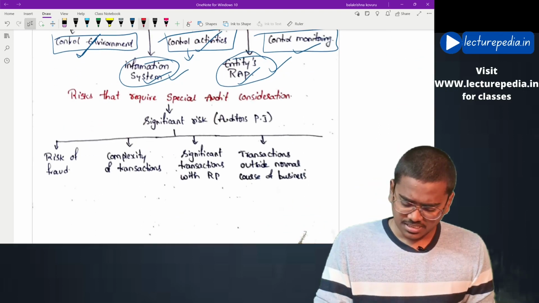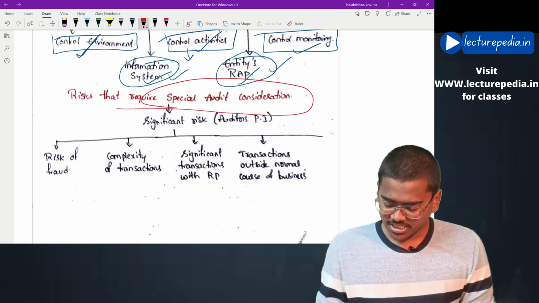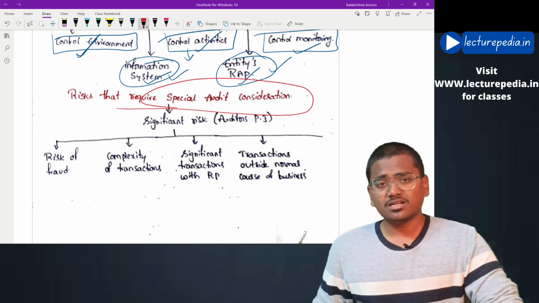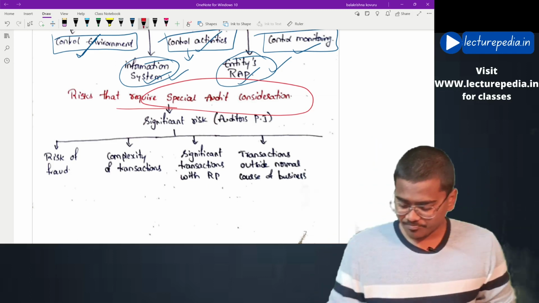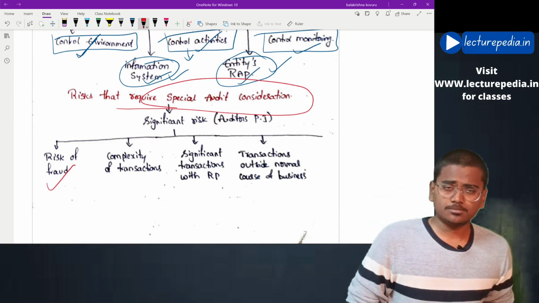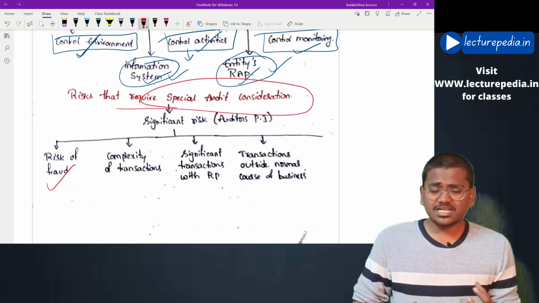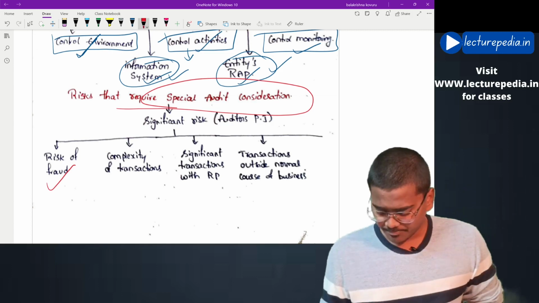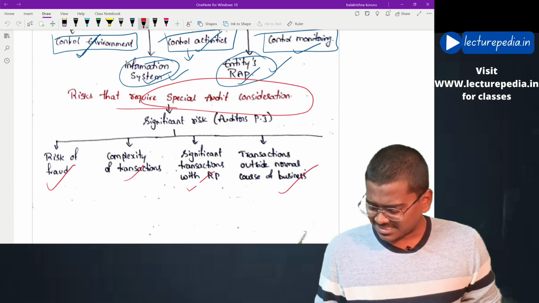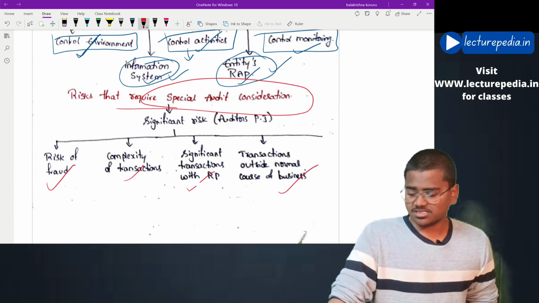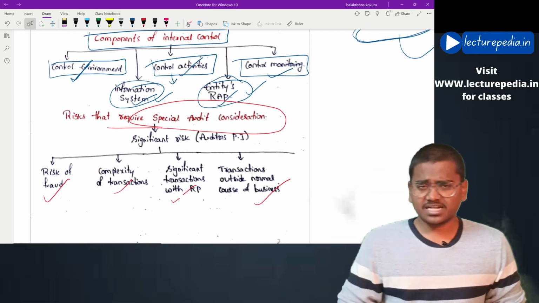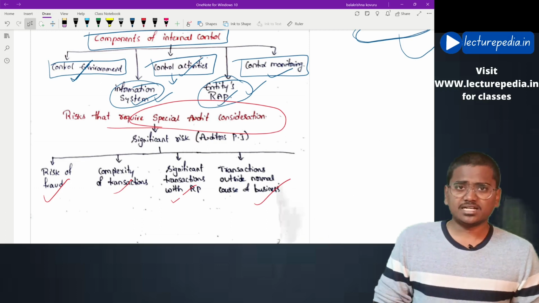Next, risks that require special audit considerations. What are some examples of the risks that require special audit consideration by the auditor? Risk of fraud. If the risk is relating to fraud, then that is more significant and requires special consideration by the auditor. Complexity of the transaction, significant transactions with related parties, and transactions outside the normal course of business. These are some examples of significant risks which require special audit consideration by the auditor.